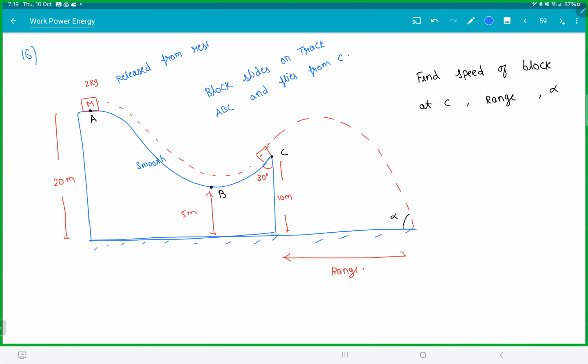Take a minute, then I'll show you. Find the speed at C. Get the range also. Once you get the speed, it becomes a kinematics question.